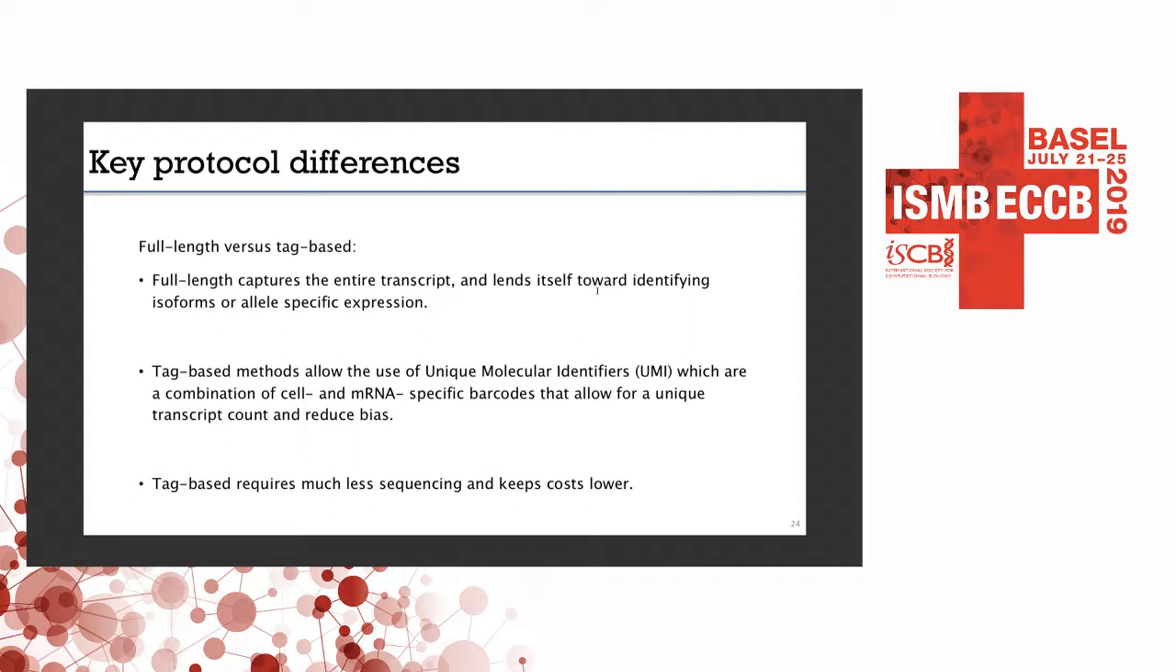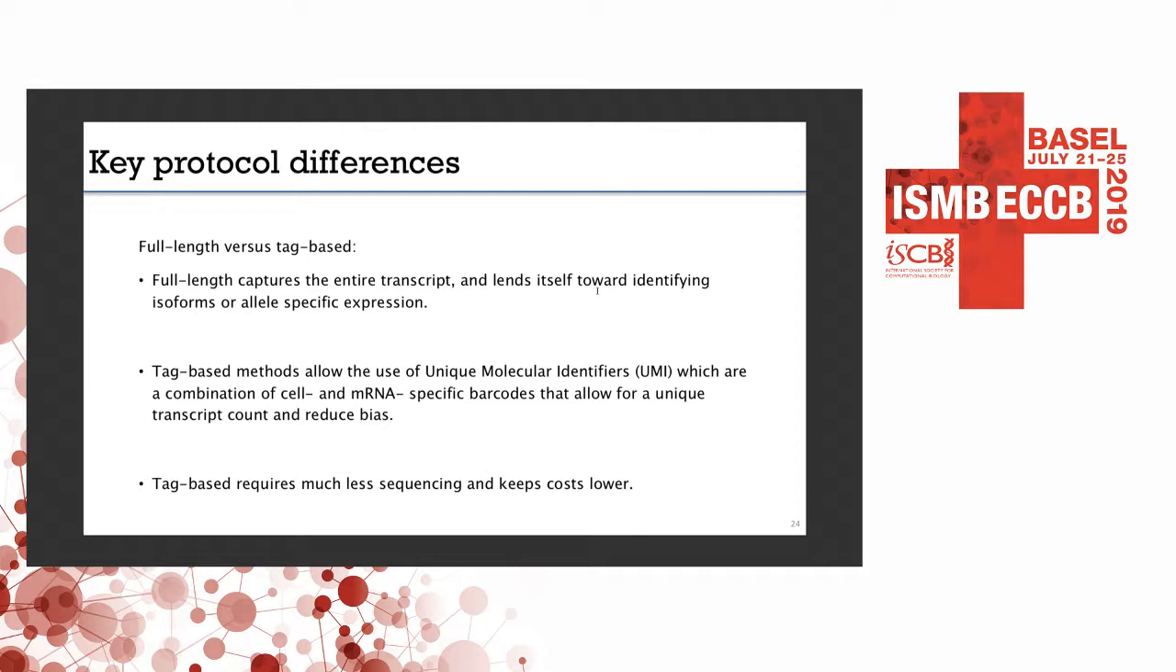And so these are actually a combination of cell and transcript-specific barcodes that allow you to know the absolute count of that transcript. So if you have a PCR duplicate, for example, computationally, you'll know that it was actually the same transcript, and you can actually reduce that count to just one. And so it reduces some bias that can happen during PCR. So the tag-based is going to usually be those droplet-based methods that I just talked about.